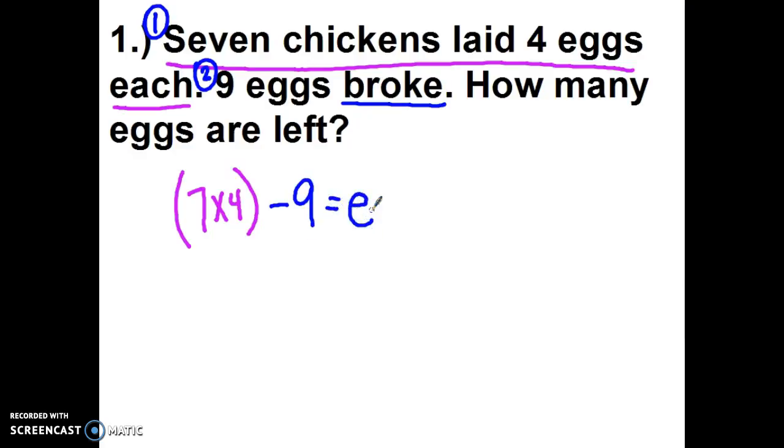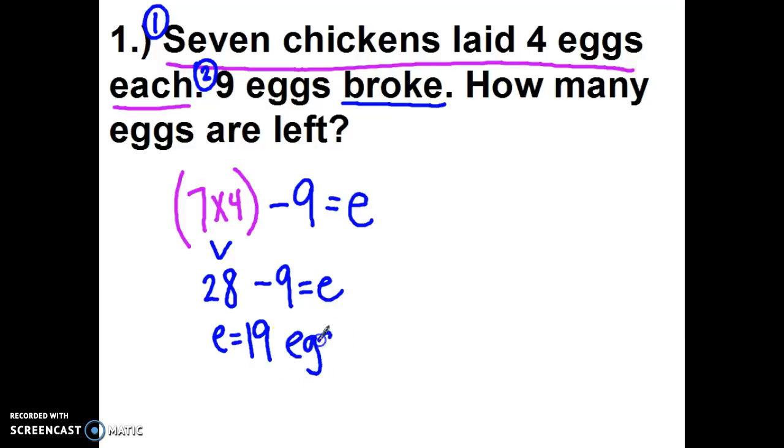Go ahead and put in your answer in the box when it pops up and solve it and check your work. Okay, after you've checked your work, I know I need to do what's in parentheses first. So 7 times 4 is 28. 28 minus 9 is going to equal a certain number of eggs. Those eggs are going to be 19 eggs. 28 minus 9 is going to be 19. Label my answer, 19 eggs.